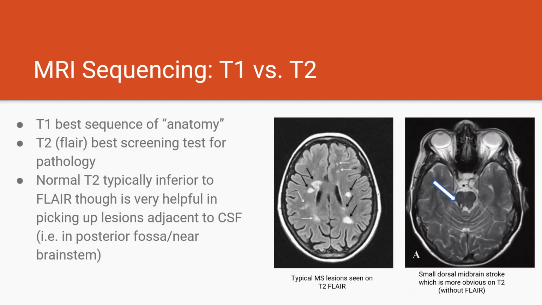A T2 without FLAIR, on the other hand, is used less often. Again, like I said, mostly because the bright CSF can be distracting, but T2 without FLAIR is actually very helpful in picking up some very small lesions next to the CSF, typically in the posterior fossa. And this is because the physics involved with creating a FLAIR image can sometimes artificially remove these lesions. So here on the right is a great picture of a tiny dorsal midbrain stroke, which may have been tough to see on CT FLAIR.